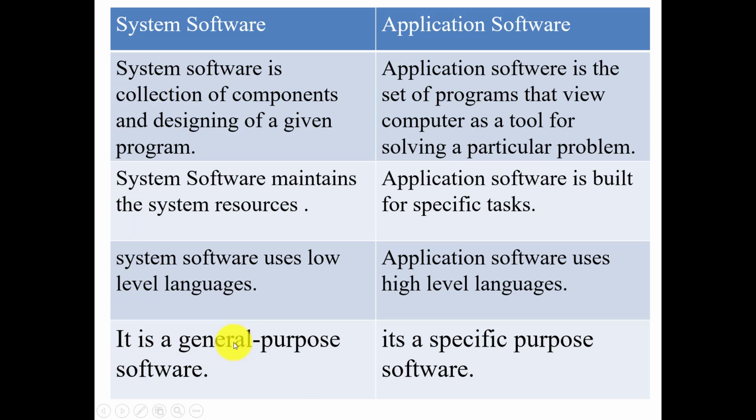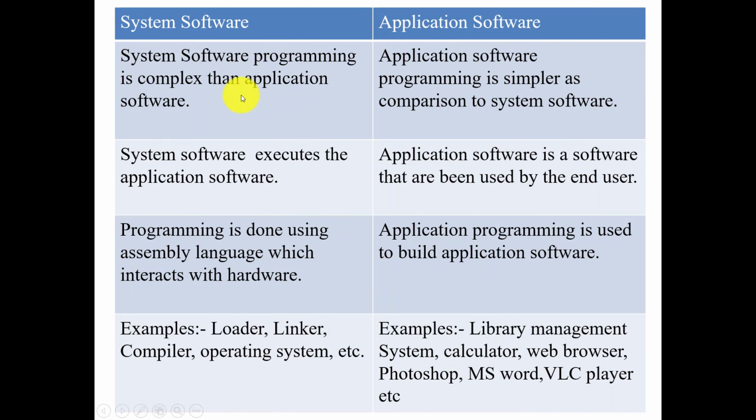Now, system software is general purpose software, but application software is for a specific purpose or specific tasks or applications. That's why it's called application software. The next difference is that system software programming is more complex than application software programming, but application software programming is very simple compared to system software.